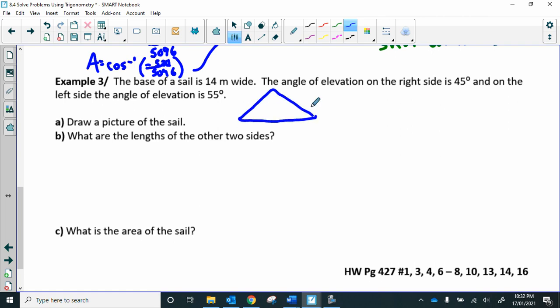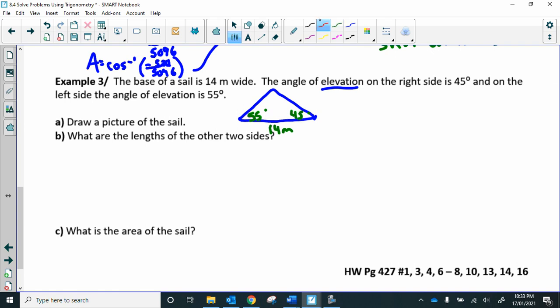We have the angle of elevation. Don't forget that that word means from the horizontal looking up. So on one side it's going to be 45 and on the other side it's 55. So there's a picture of our sail. It's 14 meters wide. So let's just add that that's 14 meters wide. And we want to find the lengths of the other two sides.